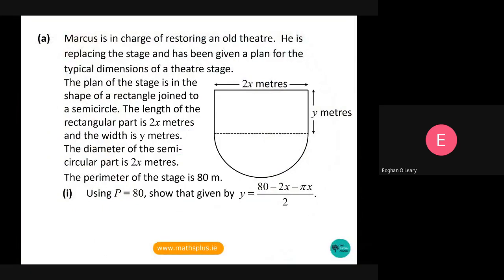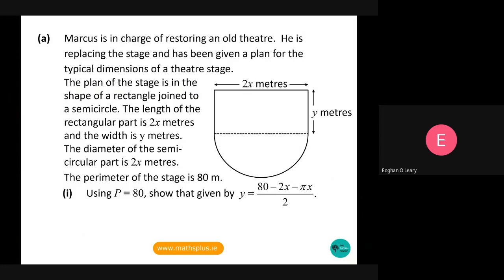Okay, here is the context, the story. Marcus is in charge of restoring an old theatre. He is replacing the stage and has been given a plan for the typical dimensions of a theatre stage. The plan of the stage is in the shape of a rectangle joined to a semicircle. The length of the rectangular part is 2x meters and the width is y meters. The diameter of the semicircular part is 2x meters. The perimeter of the stage is 80 meters.